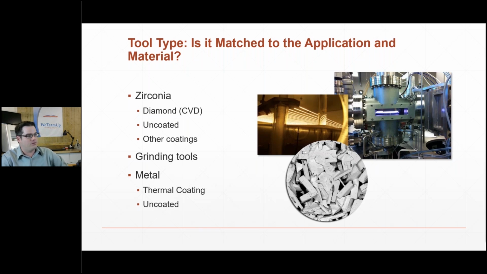And then grinding tools, if you're doing lithium disilicate, e.max, etc., that's going to be a plated grinding tool. And if you're milling metal, you'll see uncoated and coated tools. The biggest thing with milling metal is that you want to manage heat, and so our line of metal tools are very good at that. Some of the same things come into account with metal tools. You want everything to be very accurate, especially when you're dealing with implant-based restorations.